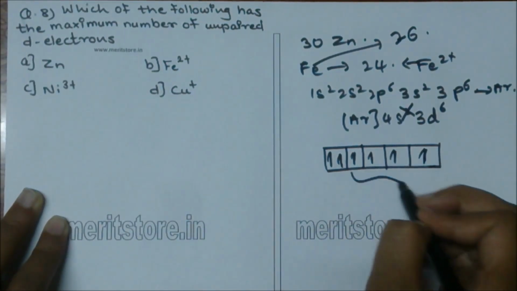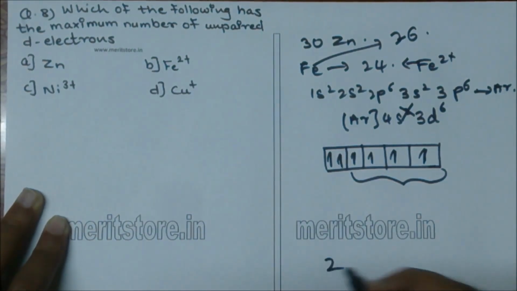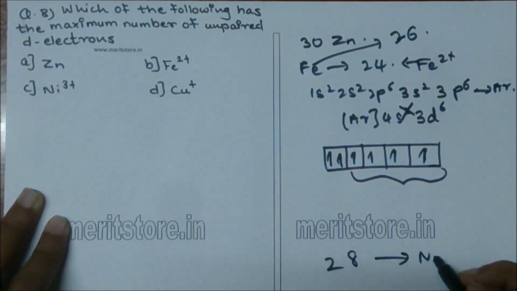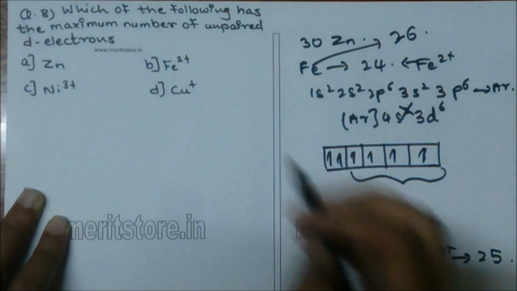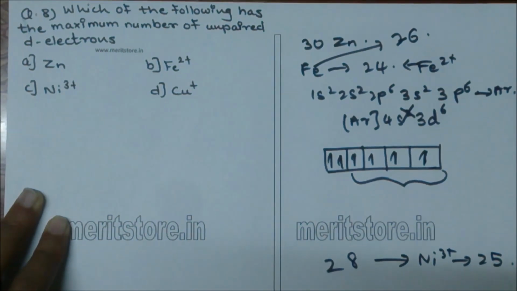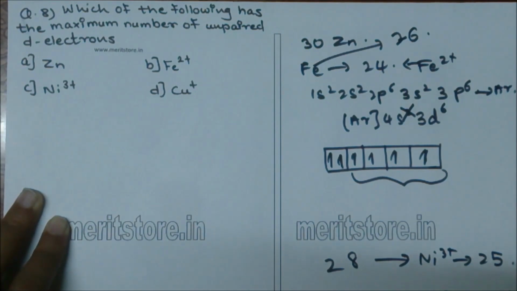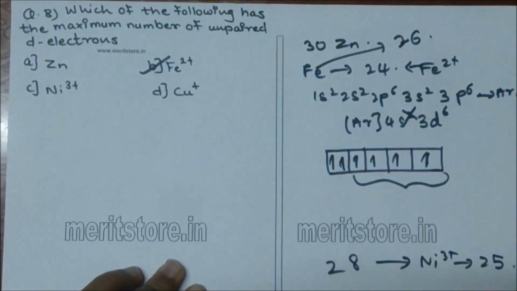So 4 orbitals are unpaired. Nickel has atomic number 28. 3 electrons are removed from nickel, so it becomes Ni3+ with 25 electrons, so it has 3 unpaired electrons. And copper has atomic number 29 and 1 electron is removed, so it has 28, that is 4 unpaired electrons. So the maximum number of unpaired electrons is found in iron.